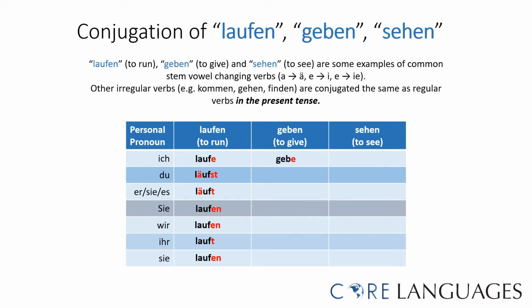Geben. Ich gebe, du gibst. Sie, es gibt. Sie geben. Wir geben, ihr gebt, sie geben. Sehen. Ich sehe, du siehst. The E changed to IE. Sie, es sieht. Sie sehen. Wir sehen, ihr seht, sie sehen.